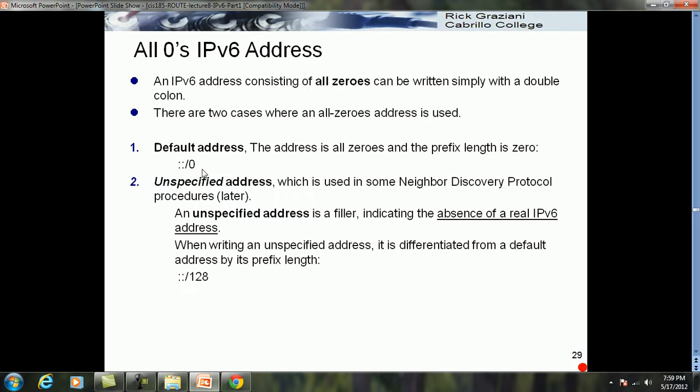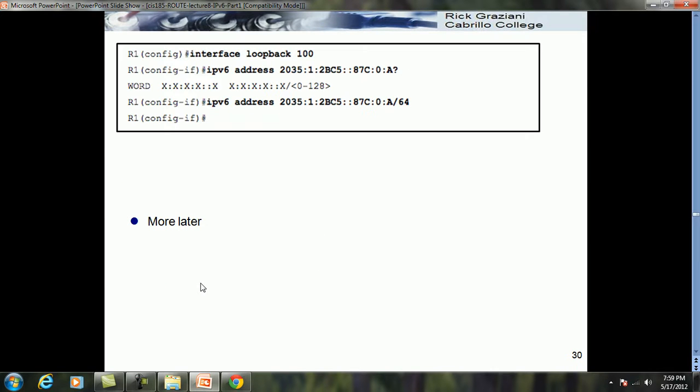Okay. So when writing an unspecified address, it is differentiated from a default address by the prefix /128. The difference is what? This one. Okay. Now, the command, see, interface loopback 0.